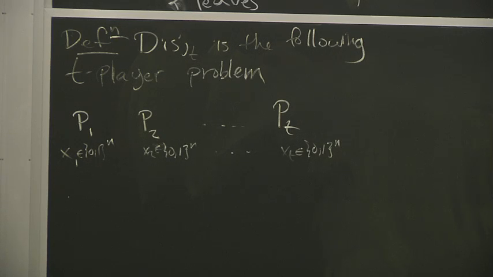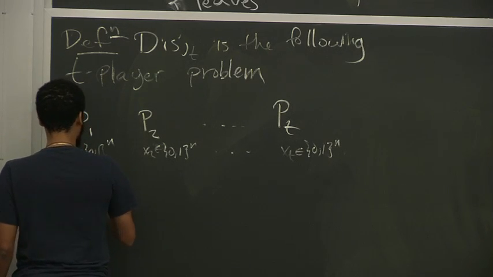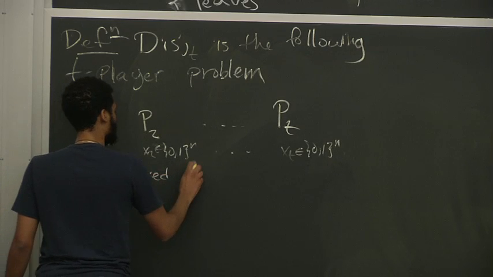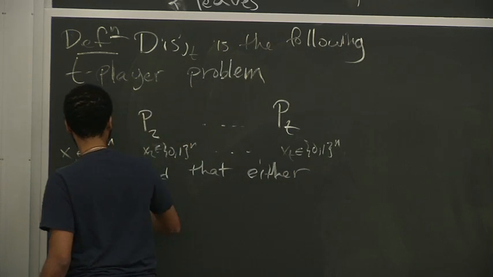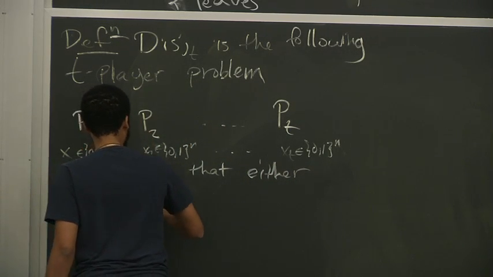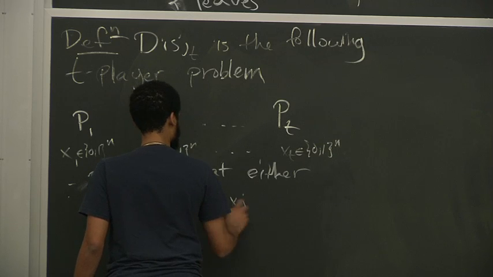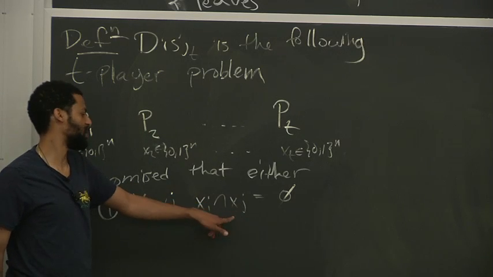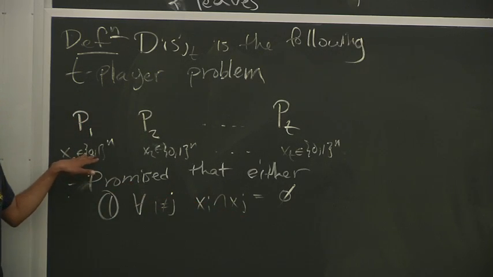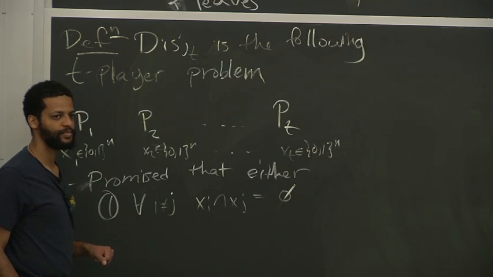Okay. And promised that either for all i not equal to j, xi intersect xj is the empty set. So when I'm using notation here, when I say intersect 2 binary vectors, I mean treat them as sets. Treat xi as a subset of 1 to n. Okay. So case 1 is that no 2 pairs intersect at all.